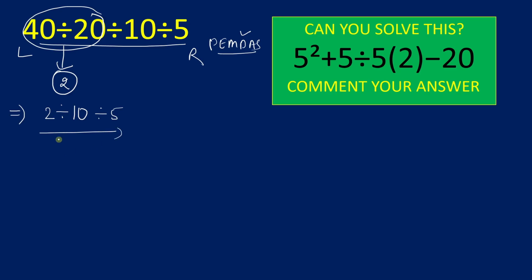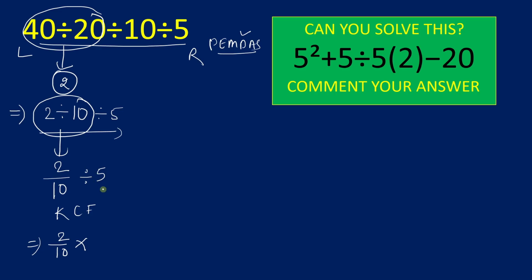Now again, left to right operation. So we have to solve this part, 2 divided by 10, which can be written as a fraction. Now there is a fraction, so we will use KCA. 2 by 10 we will keep as it is. This division will be changed to multiplication, and this 5 can be written as 1 by 5, because there is nothing but 1 in the denominator.